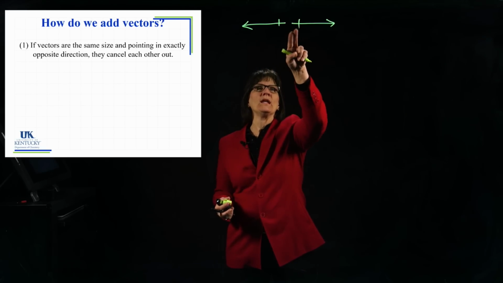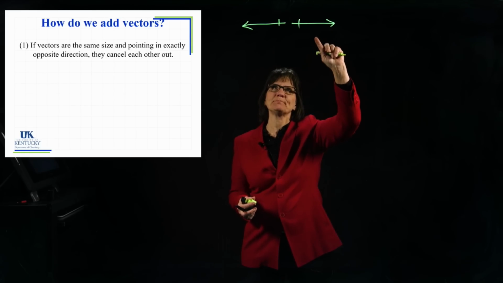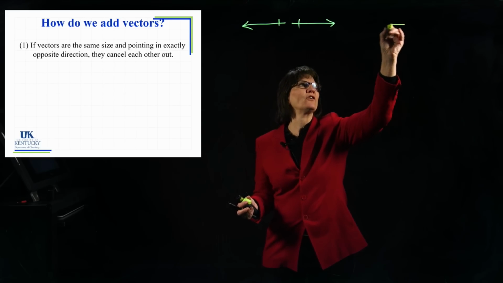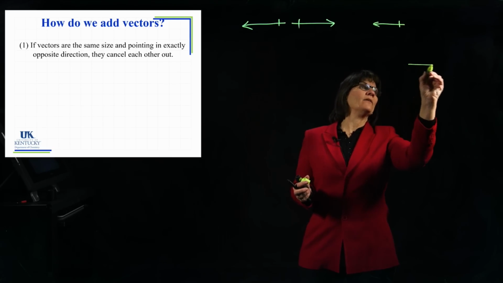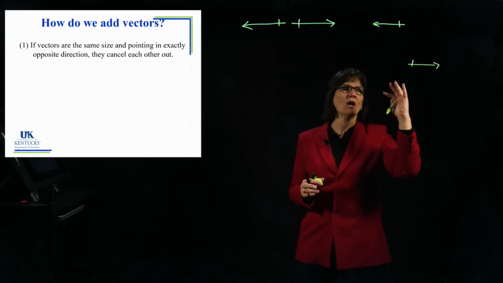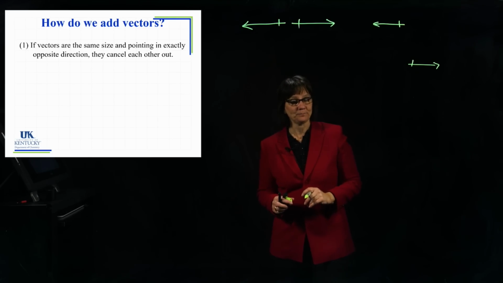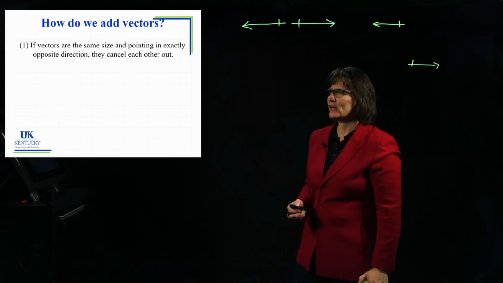But they don't have to be pointing in exactly opposite of each other in the same line. You could have a vector here pointing in this direction and the exact same vector length pointing in this direction somewhere else, but it's exactly the opposite direction. Those would cancel each other out. So that's the simple rule for vectors.